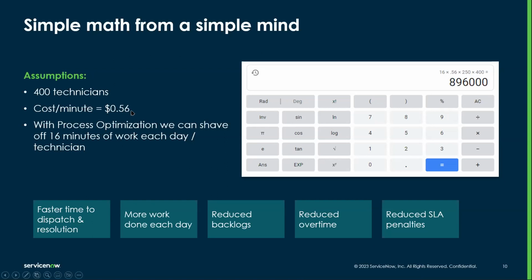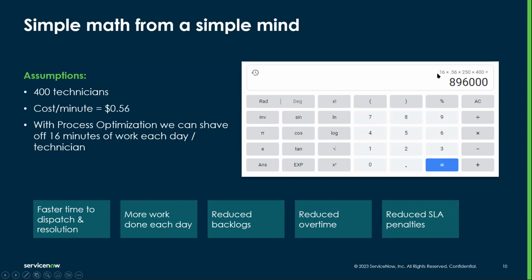Now, if we can prove out with process optimization that we can shave 16 minutes of work off each day, we can redistribute that work. And that's going to result in faster time to dispatch and resolution, more work done each day, reduced work order backlogs, reduced overtime, reduced SLA and contract penalties.